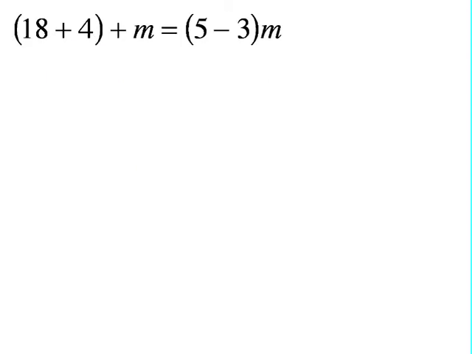Let's look at another one. 18 plus 4 plus m equals 5 minus 3 times m. What do I do first? Yep, so tell me what I get. 14 and 2. Close. Oh, 2. Yep, there you go, 22 and 2.